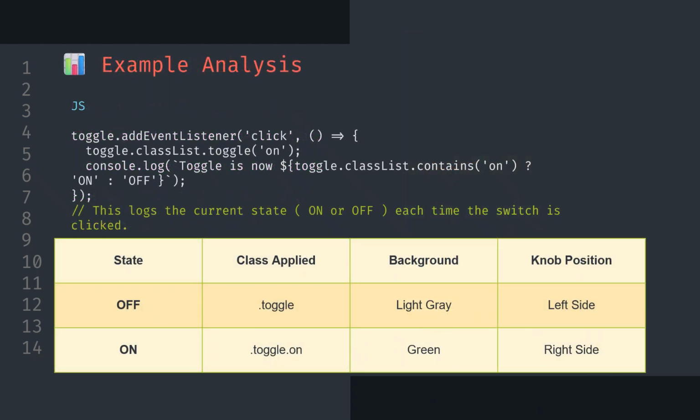This table summarizes how the class affects styling. Off is the default, and on adds green background and shifts the knob. Just one class toggle manages the entire interaction. And let's now look at where this is used in real-world apps.